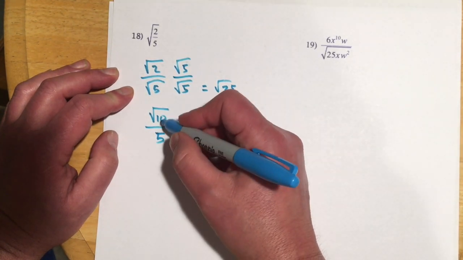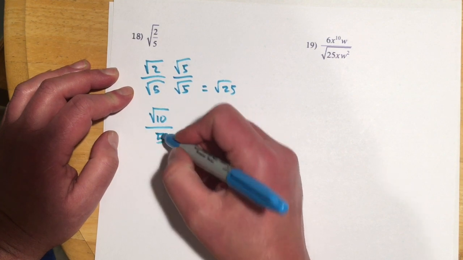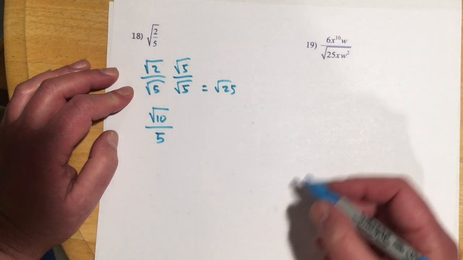And we cannot cancel these because this is under a radical, this is not. So if we had something out front here, we could cancel. If they're both under a radical, we can cancel. But if one is and one isn't, we can't.